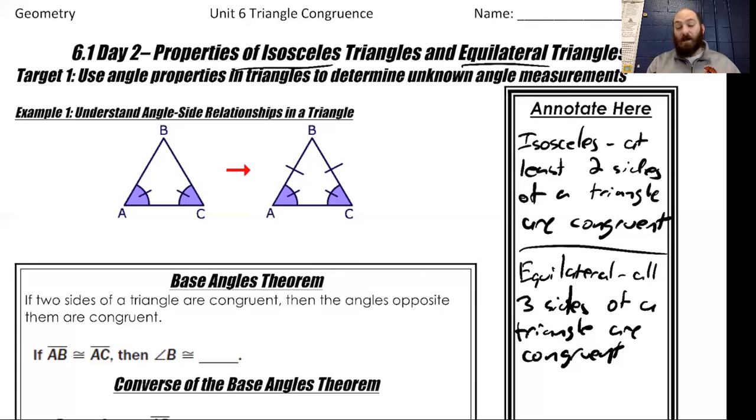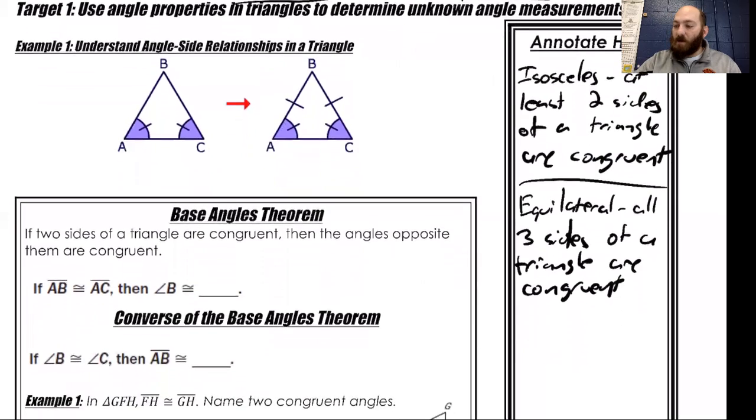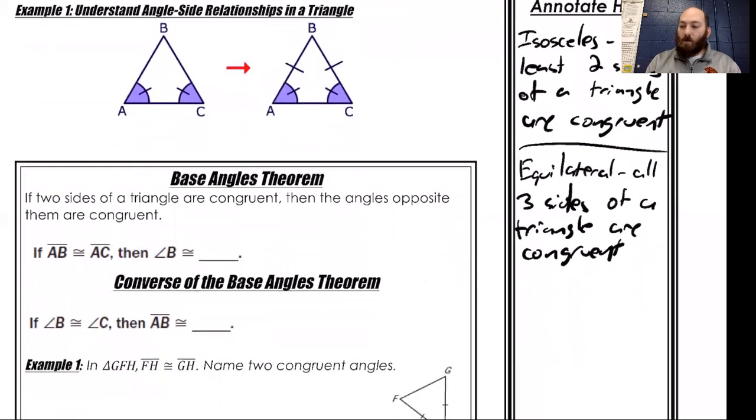Kind of an interesting thing here is isosceles, because you notice if I said at least two sides are congruent, technically speaking, an equilateral triangle can be considered an isosceles triangle. But it doesn't always go the same way. If I have an isosceles, I don't necessarily have equilateral.